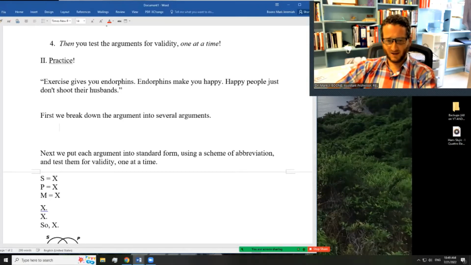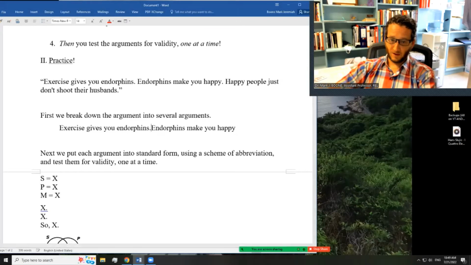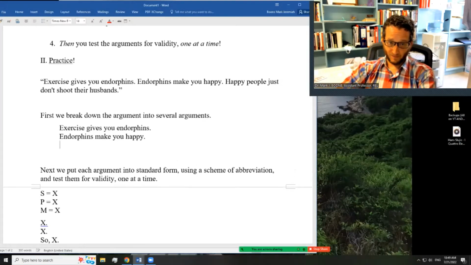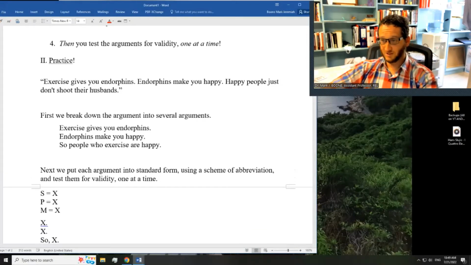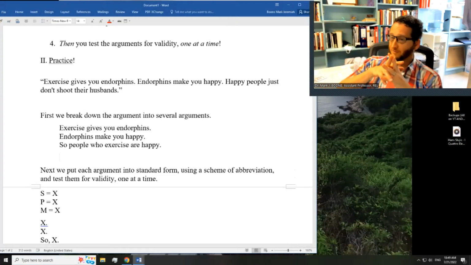So let's see. Exercise gives you endorphins. Endorphins make you happy. Therefore, conclusion: people who exercise are happy. That's the implicit subconclusion. A subconclusion. Do I need to redefine that term? I mean, it's been defined before, but maybe some of you have forgotten. Maybe people are not watching this series in order.